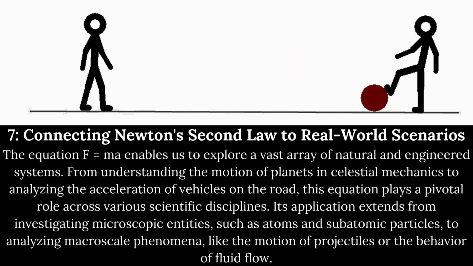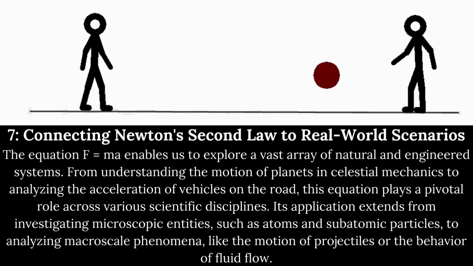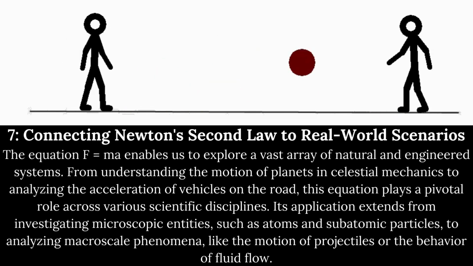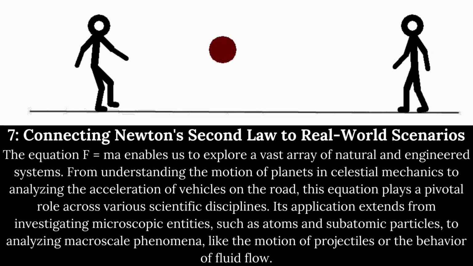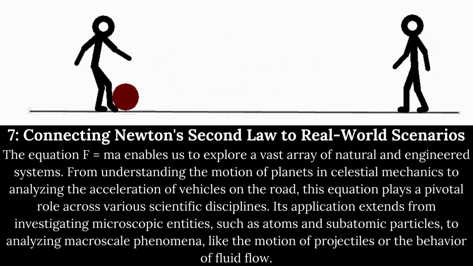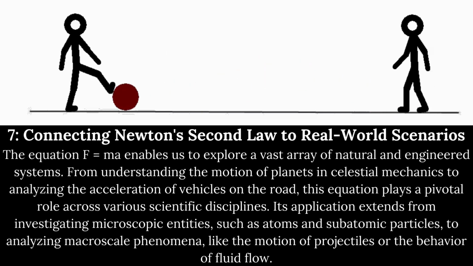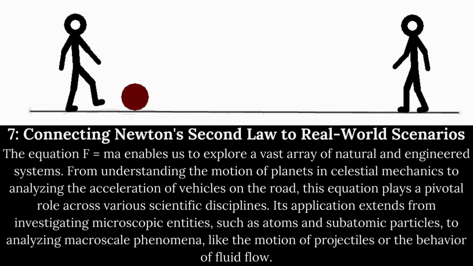7. Connecting Newton's second law to real-world scenarios. The equation F equals ma enables us to explore a vast array of natural and engineered systems. From understanding the motion of planets in celestial mechanics to analyzing the acceleration of vehicles on the road, this equation plays a pivotal role across various scientific disciplines. Its application extends from investigating microscopic entities, such as atoms and subatomic particles, to analyzing macroscale phenomena, like the motion of projectiles or the behavior of fluid flow.